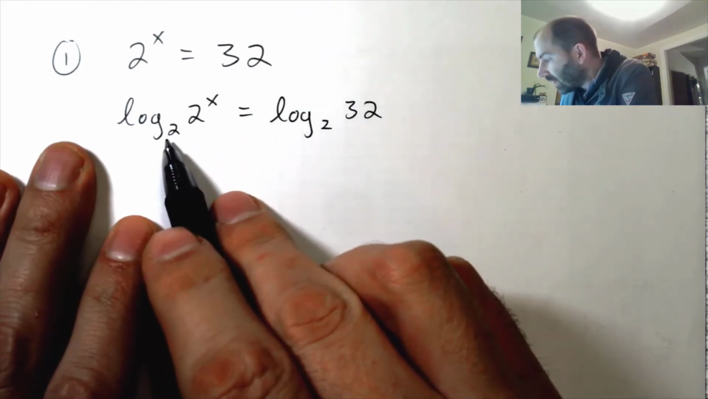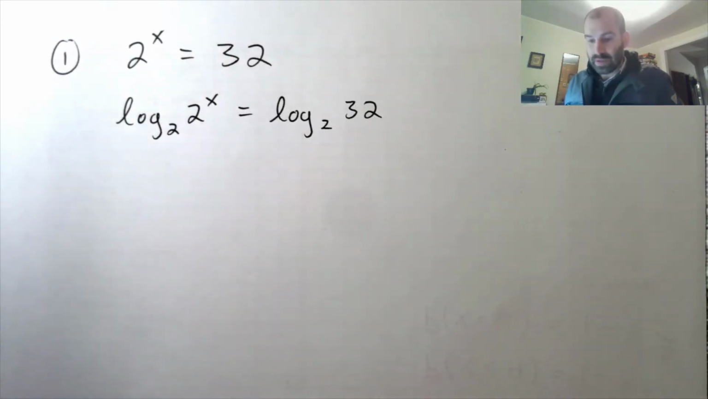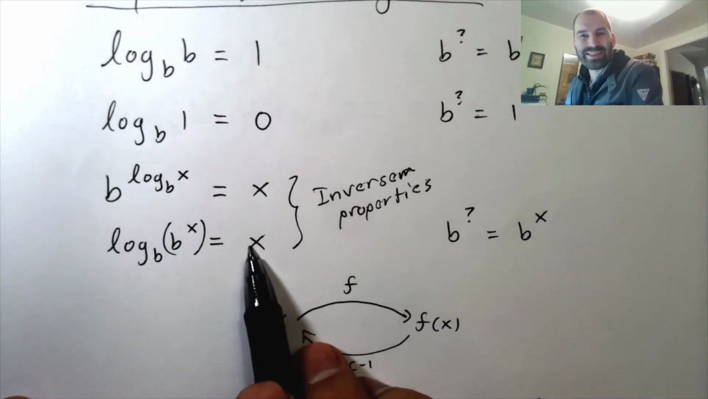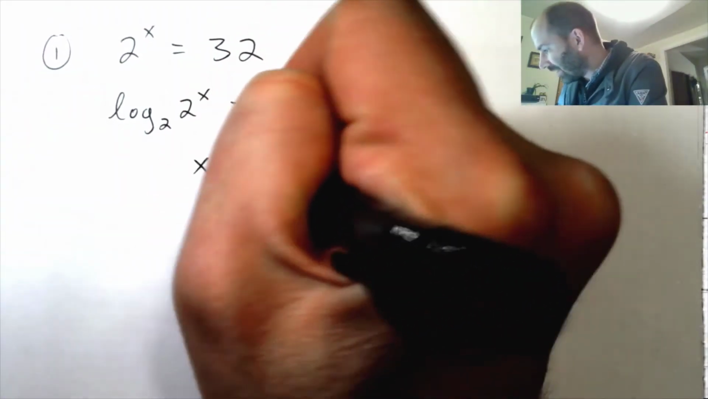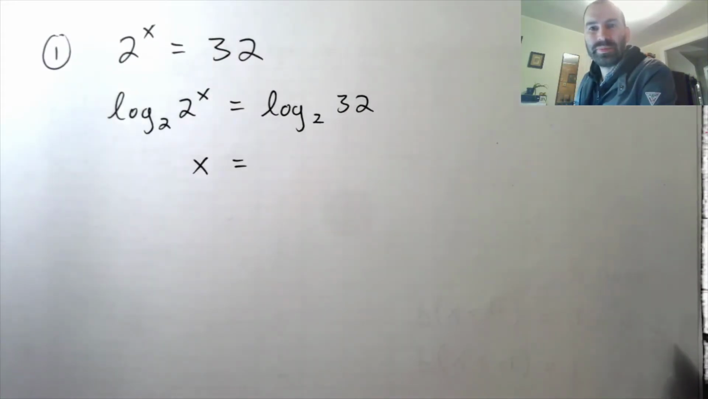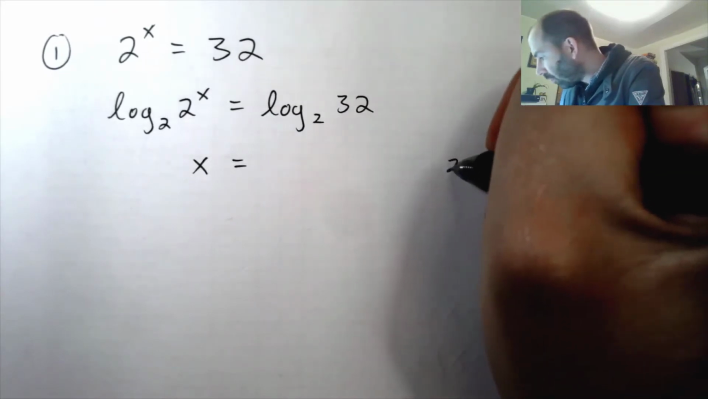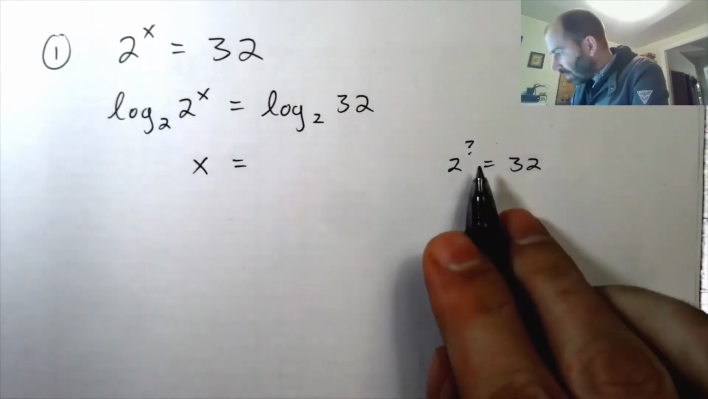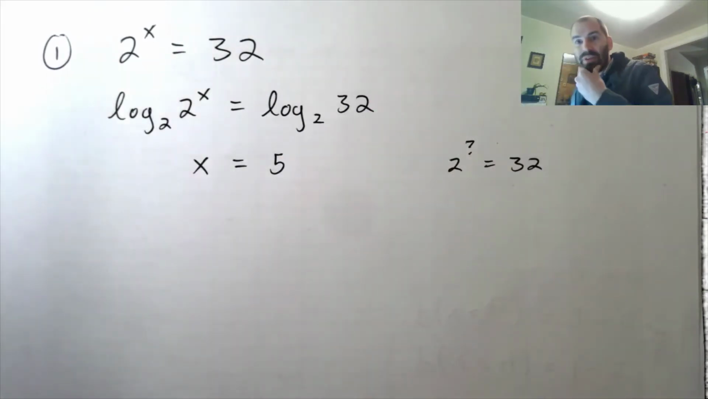Well, what is log base 2 of 2 to the x? Well, that was our inverse function. Log base b of b to the x is just x. So log base 2 of 2 to the x is just x. Look at that, I got x equals... So x equals log base 2 of 32. So in other words, 2 to the what equals 32? Well, that's a 5, right? It's log base 2 of 32.